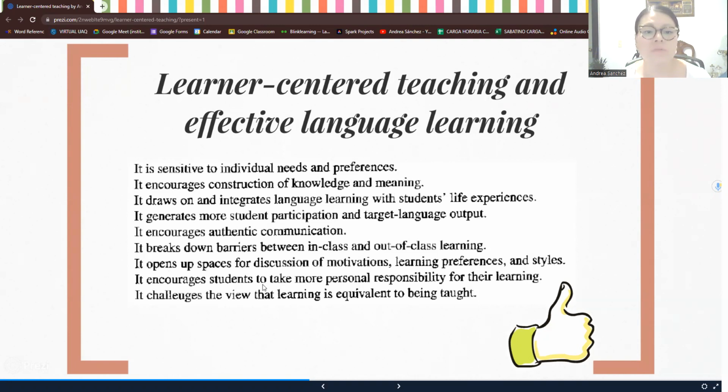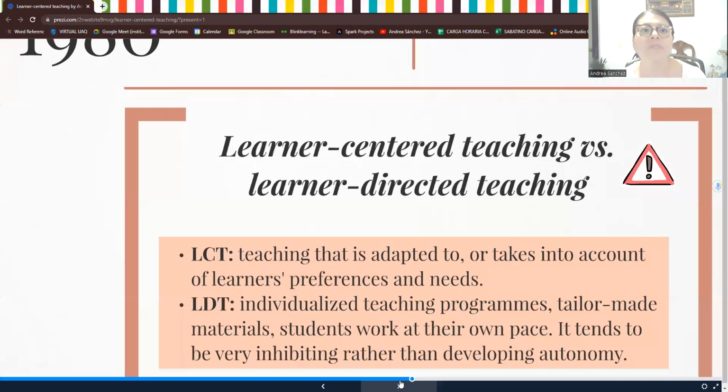It encourages students to take more personal responsibility for their learning because they become more autonomous, and it challenges the view that learning is equivalent to being taught. Now they are not there passively sitting doing nothing. They are actually being part of their own learning processes.